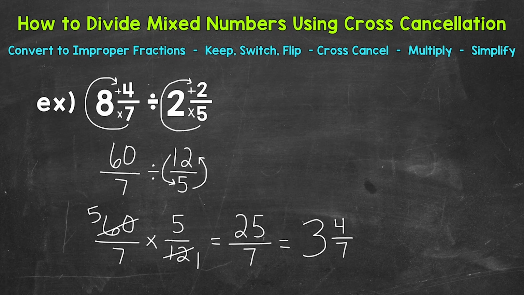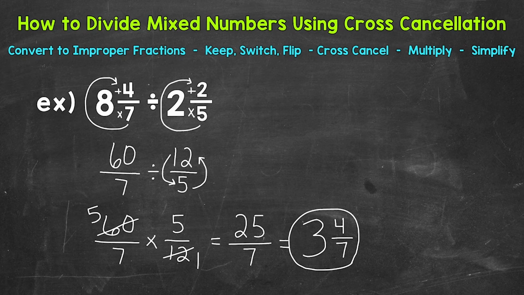Always look to see if you can simplify the fractional part of a mixed number. 4/7 is in simplest form. So this is our final answer, 3 and 4/7. Now, do we have to use cross cancellation? No, we can multiply straight across and do 60 times 5 and 7 times 12, then go from there. But cross cancellation, again, gave us smaller and easier numbers to work with. It's a useful tool to use when looking at multiplication problems that involve fractions.